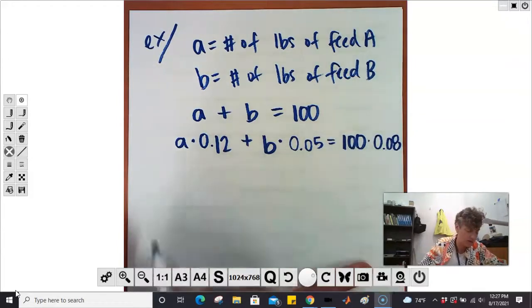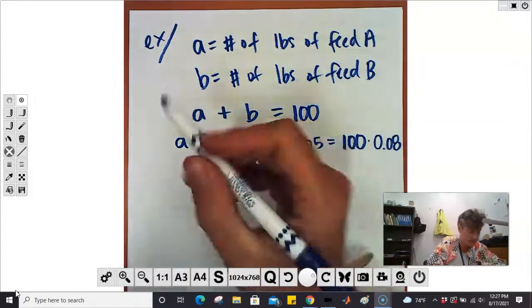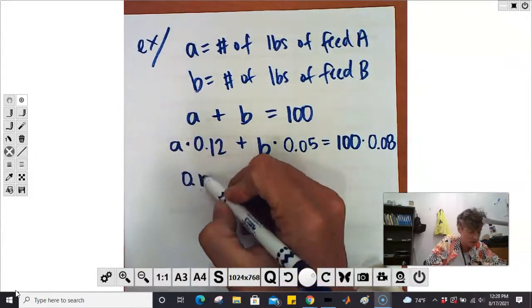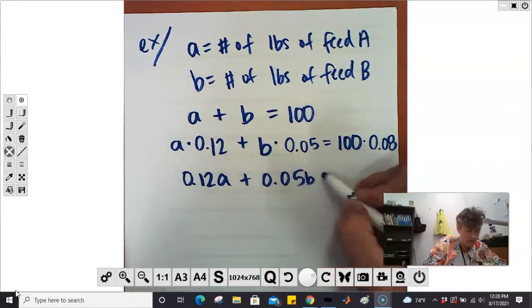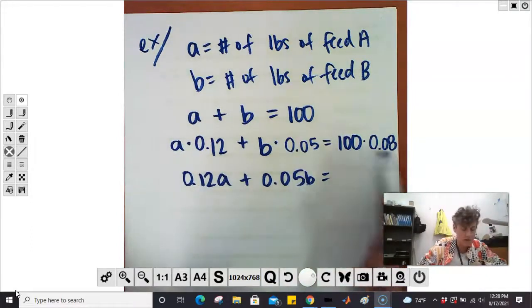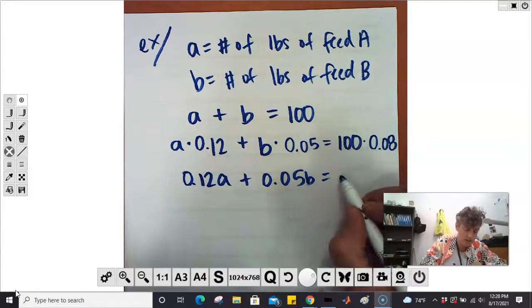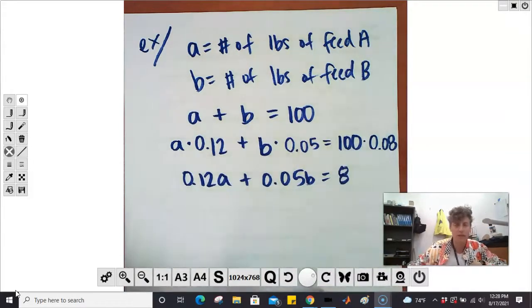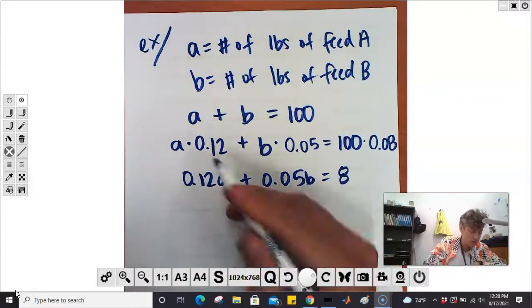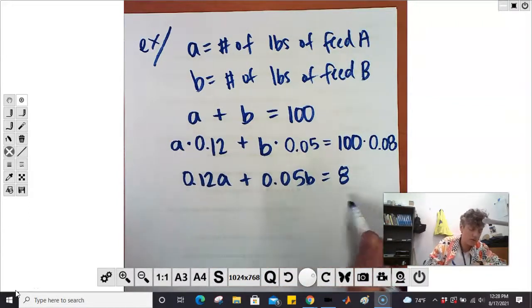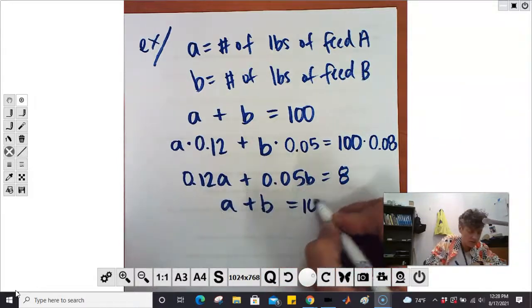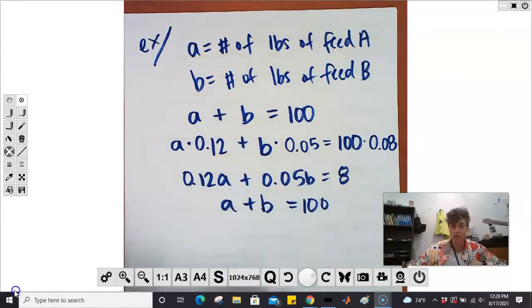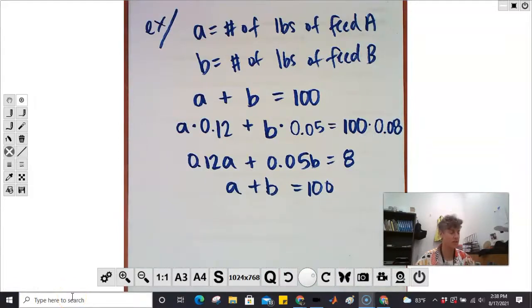So here's our equation. I'm going to rewrite this so the letters are in front. 0.12a plus 0.05b is equal to, we could do 100 times 0.08. That should be, move the decimal over 2, just 8. All right, so now we have our two equations. 0.12a plus 0.05b should equal 8, and a plus b is equal to 100. And now we solve. Actually, I want to back up for just a second.